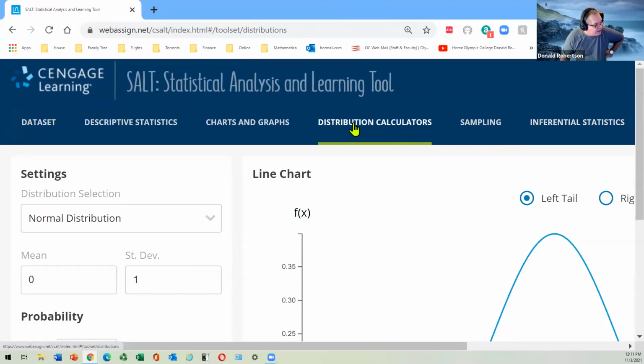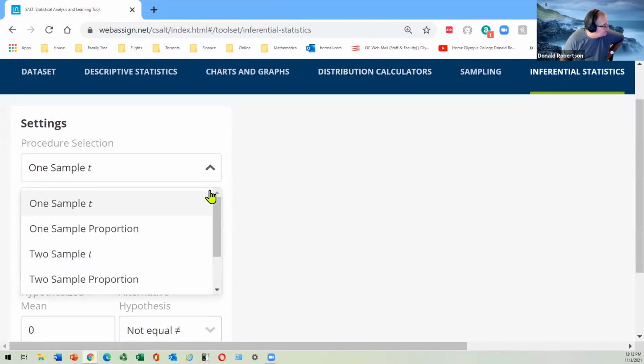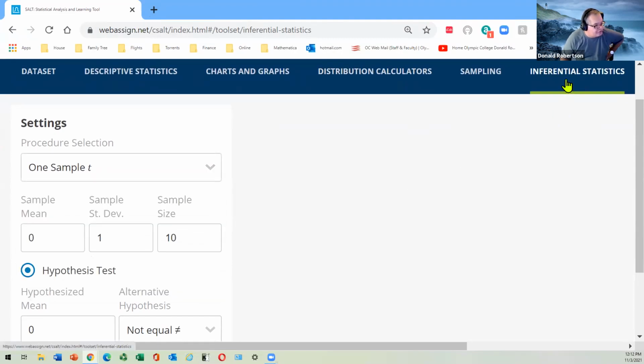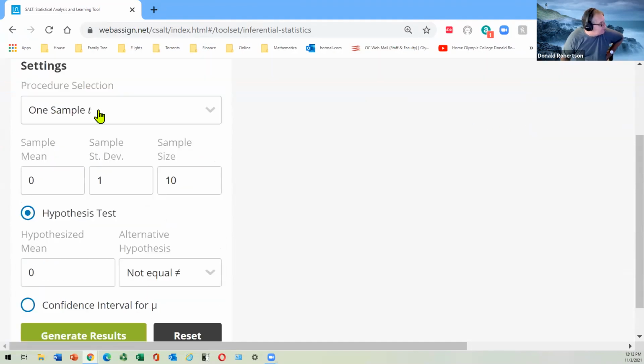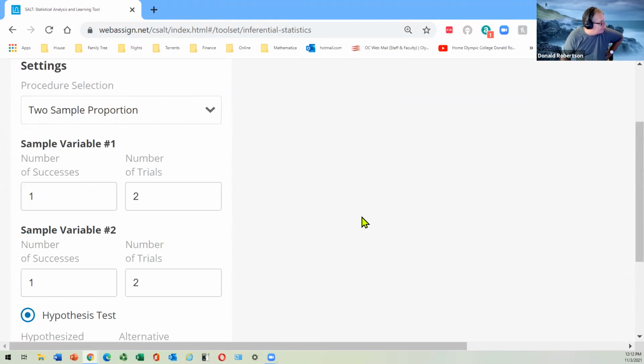Yes? Right. Hit the distribution calculator. Sorry. Which one am I in? Hit inferential statistics. You see the top right-hand corner. Now go to this menu and pick 2 sample proportion.